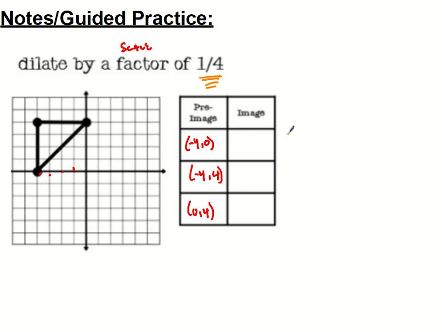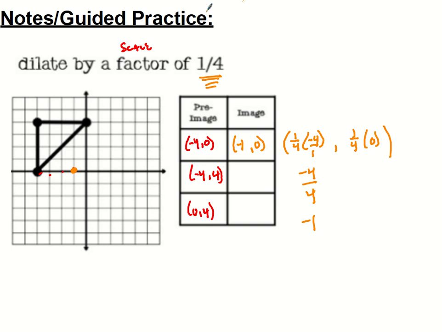So for this point right here, I'm going to do 1/4 times -4. I also have to do 1/4 times 0. And that's going to give me my ordered pair. So I'm taking the x and the y and multiplying it by whatever the scale factor is. 1/4 times -4, well, that's -4 over 1, which gives me -4 over 4, which is -1. When I multiply by 0, it's 0. So this now becomes the point -1, 0. What I did is I took this point and multiplied by the scale factor.